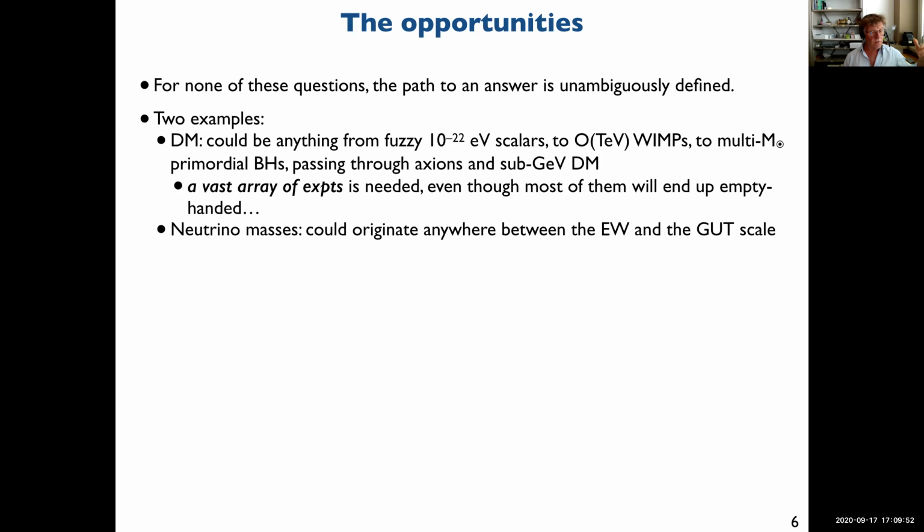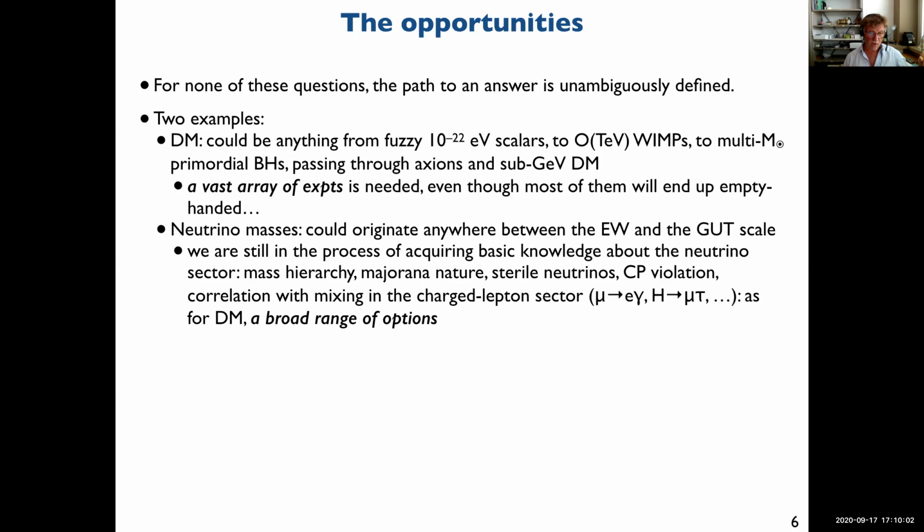And the origin of neutrino masses is very similar. Even for neutrino masses, the origin of the phenomenon could be anywhere between the electroweak and the grand unification scale. And there are still many things that we don't know about neutrinos. We don't know whether there exist sterile neutrinos.